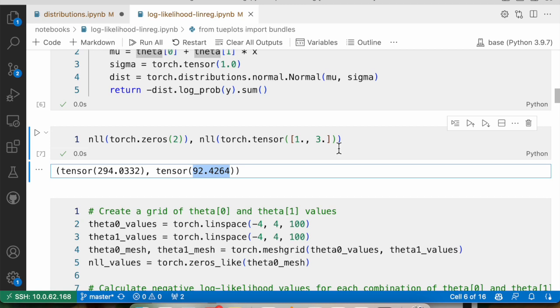Are these the best parameters for this data set? How many think 1, 3 is the best set of parameters for this data set? Okay, how many think not? This is just linear regression, yes. How many think this is not the best set of parameters? Not? Why?